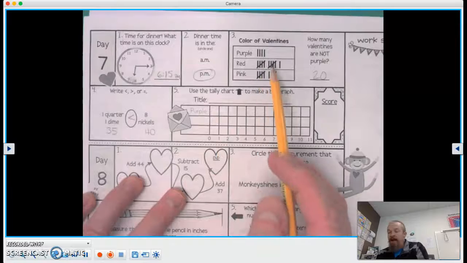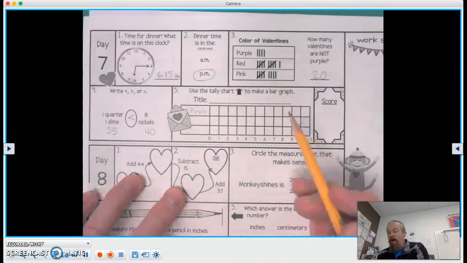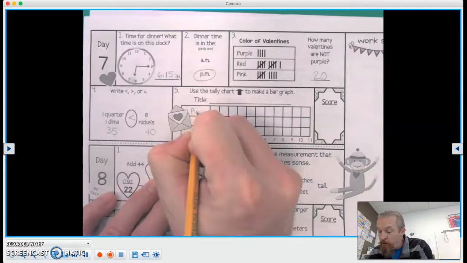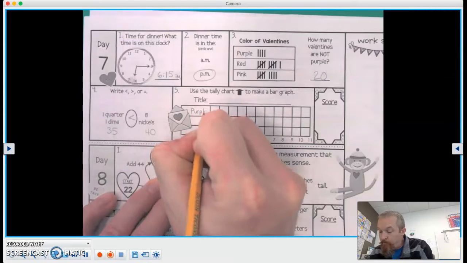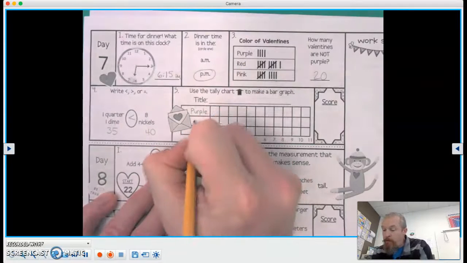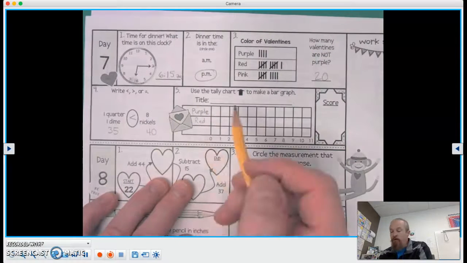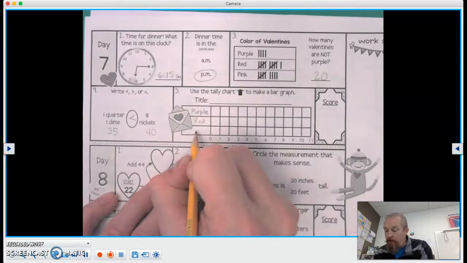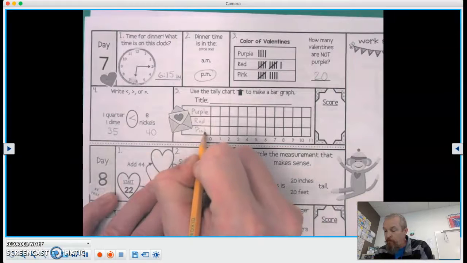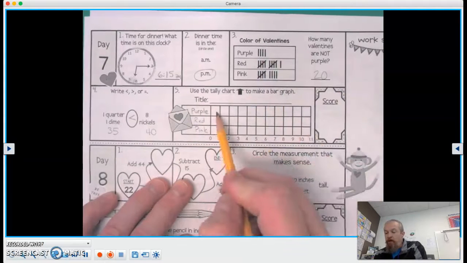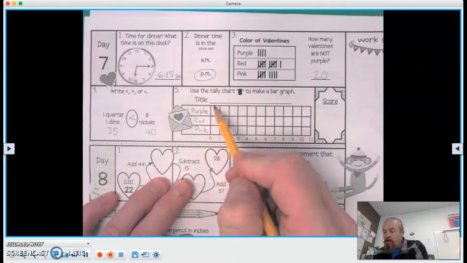So we're going to use the tally chart now to make a bar graph. So first, we're going to just trace over the word purple. And then we can write the word red here. Okay. And the next one is we're going to write the word pink down here. So for purple, there were 1, 2, 3, 4.